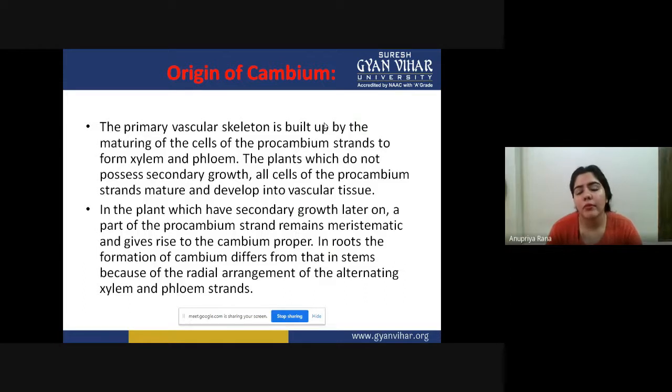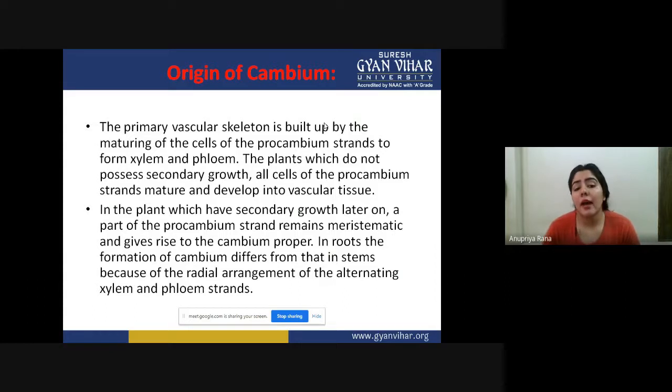But in pteridophytes, the procambium is going to make the xylem and phloem only. They will not do the cambium formation, but they are responsible for the formation of the xylem and phloem. All the cells of procambium strands mature and develop into the vascular tissue. Now, what happens if the plant does not have to show secondary growth? Then they just remain with the xylem and phloem cells.